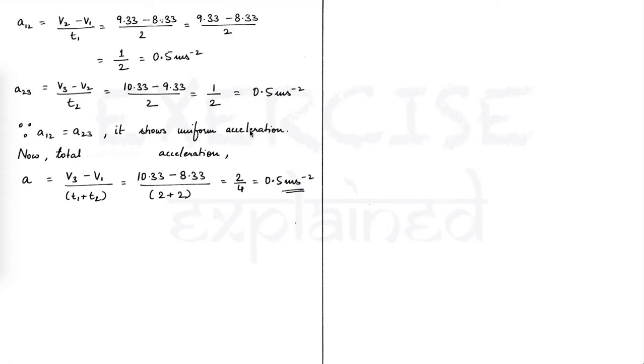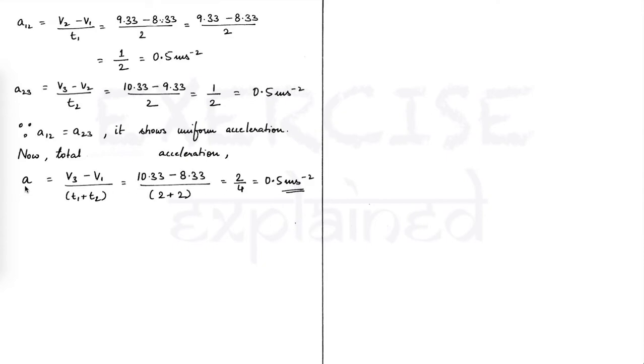Now, we need to find the total acceleration of the body. For finding total acceleration, a is equal to v3 minus v1, that means the final velocity minus the initial velocity, divided by total time taken. Total time happens to be t1 plus t2. So we get 10.33 minus 8.33 divided by 2 plus 2. 2 plus 2 happens to be 4, and 10.33 minus 8.33 happens to be 2. So we get 2 by 4, that is nothing but 0.5 meter per second square.